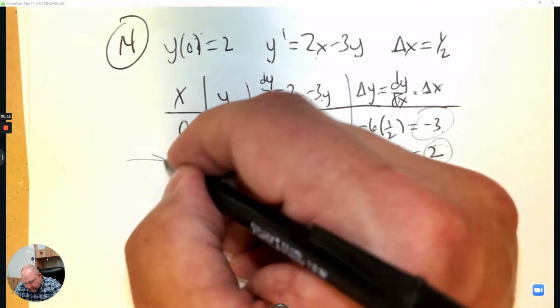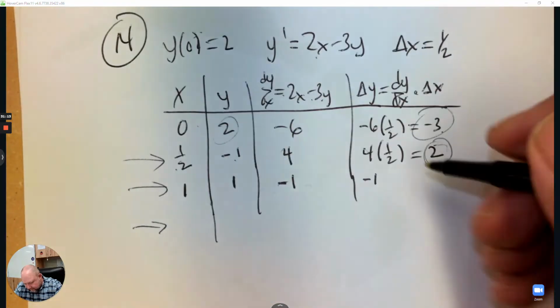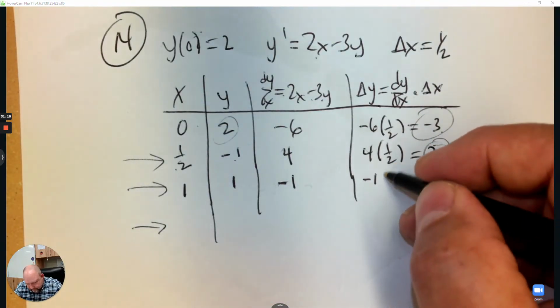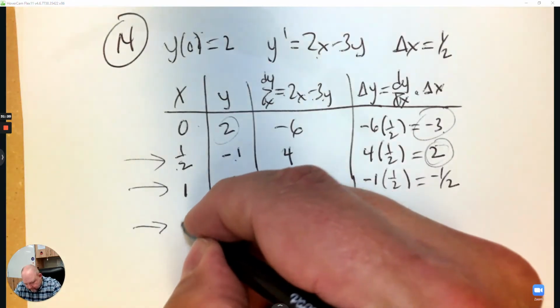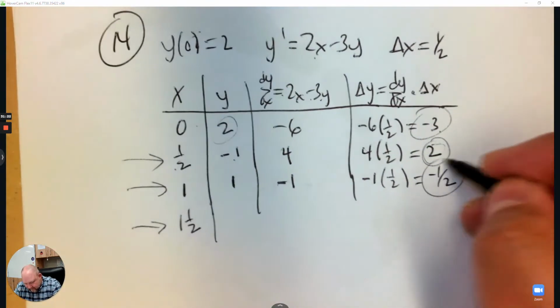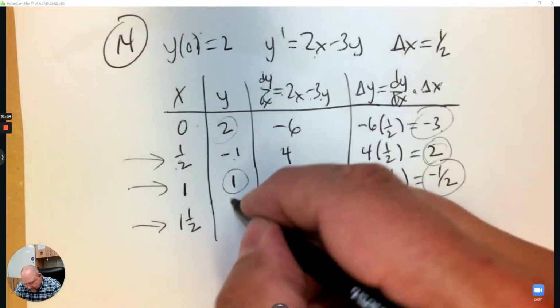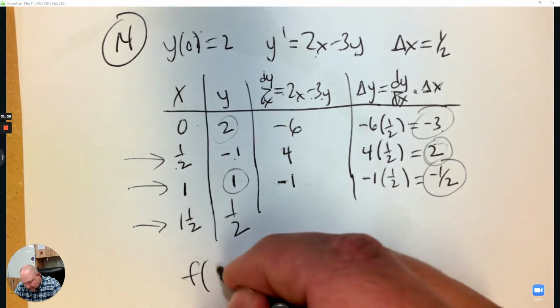Sorry, this is step 1, step 2, and then we'll get our answer at the end. So it's negative 1 times 1/2, which is negative 1/2. So 1 and 1/2, add them together, and you get the answer.